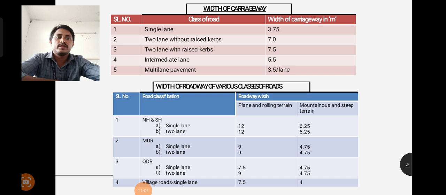And rolling, which means some up and down, some gradient, some slope, at that time also you should provide these values. If it is a mountainous and steep terrain, you should provide, for national and state highway, 6.25 meters, and for major district road you provide 4.75 meters, and for other district road you should provide 4.75 meters. And for village road, single lane is provided 7.5 meters for plain and rolling terrain, and 4 meters for mountainous and steep terrain.